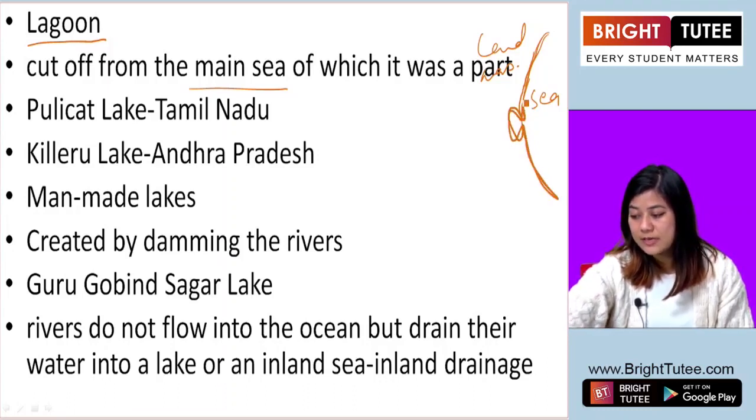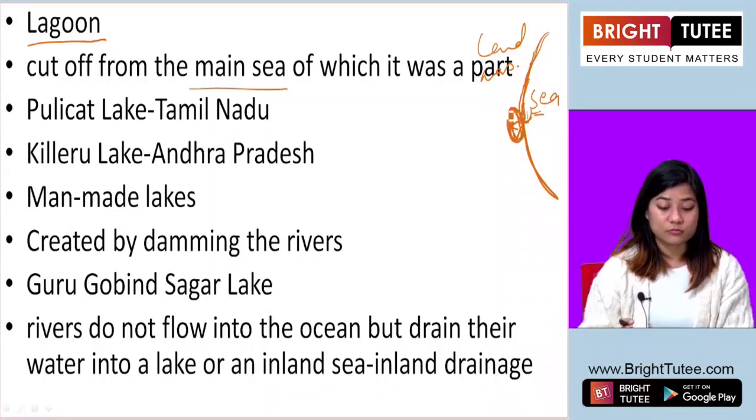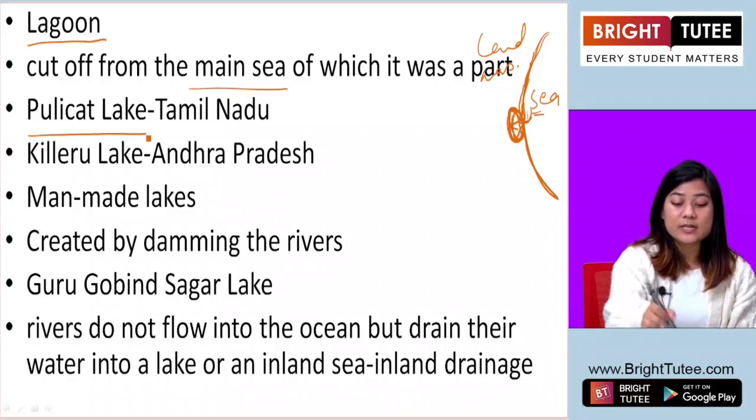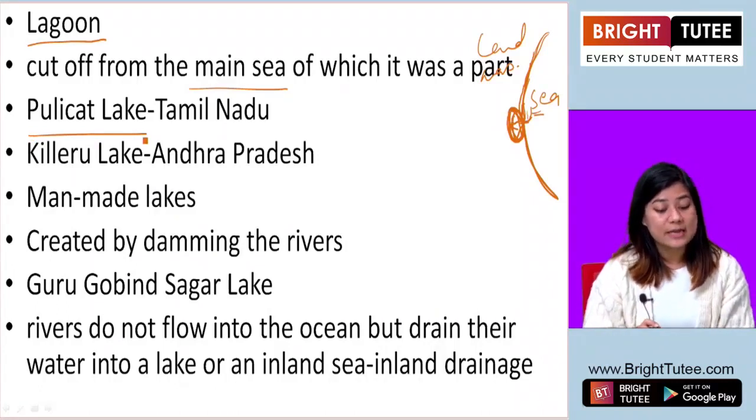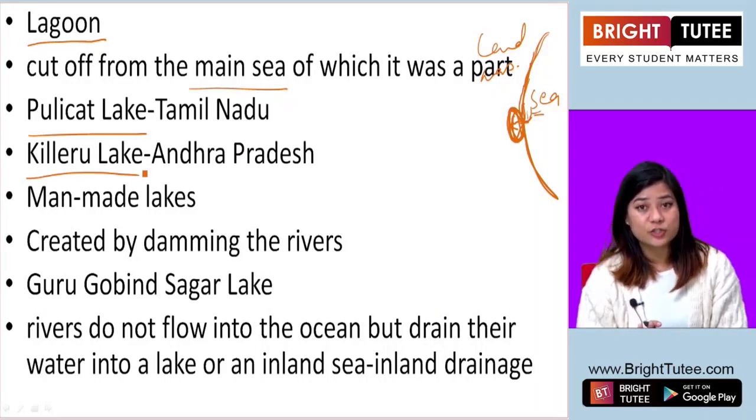It cuts into the landmass, and then this water, which was earlier part of the sea, enters inside the landmass and forms a lake. So this is a lagoon. In Tamil Nadu, the important lake is called Pulikat Lake. In Andhra Pradesh, we have Kolleru Lake. So these are important natural lakes.